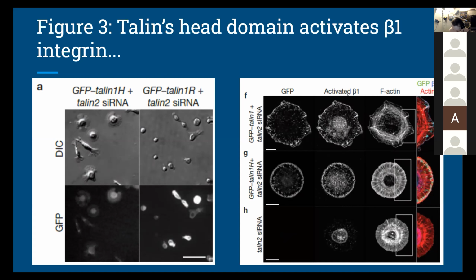So in F, this is just with normal Talin. You can see that the GFP Talin is on the outer edge of the cell membrane. There's a lot of beta-1 integrin on the outer edge of the cell membrane, and F-actin forms the ring with stress fibers reaching out to the focal adhesions formed on the edge of the cell membrane. In the middle frames, when you have just Talin 1's head, you can see that GFP Talin 1 and the beta-1 integrin are still at the edge of the membrane, even as the actin cytoskeleton is not connecting to it.